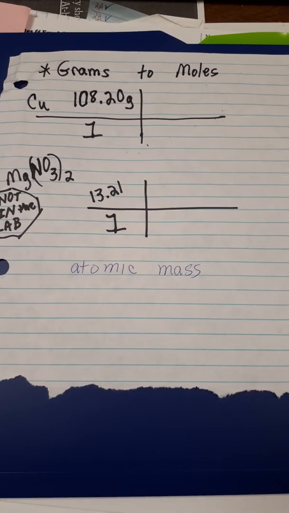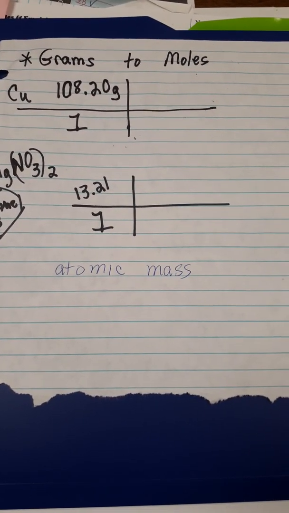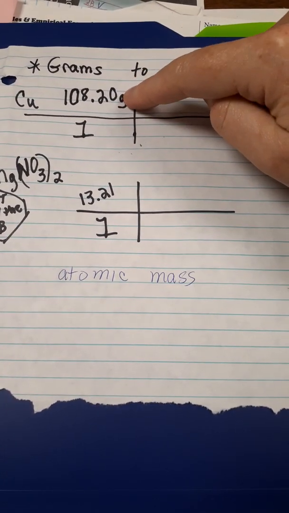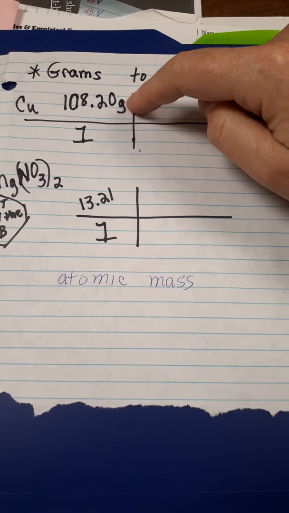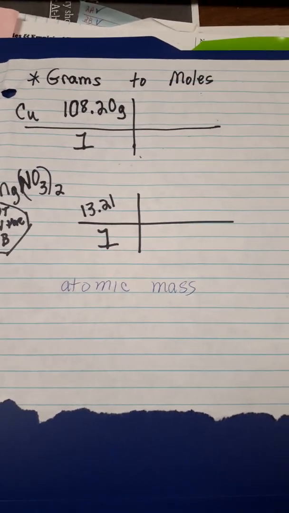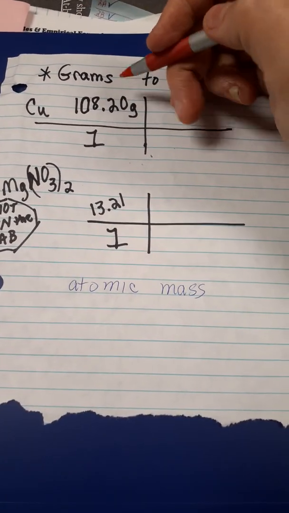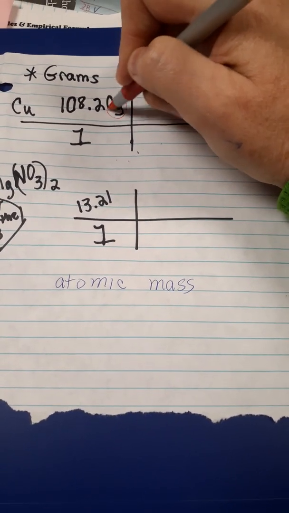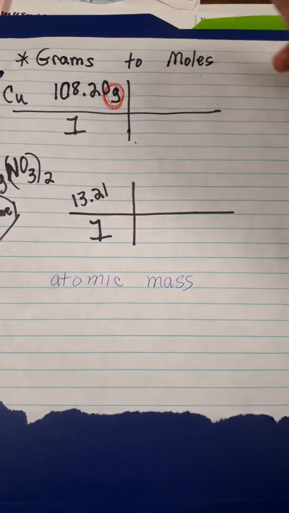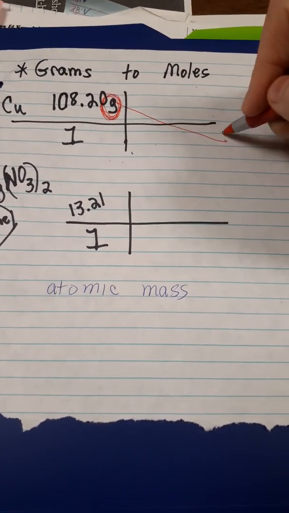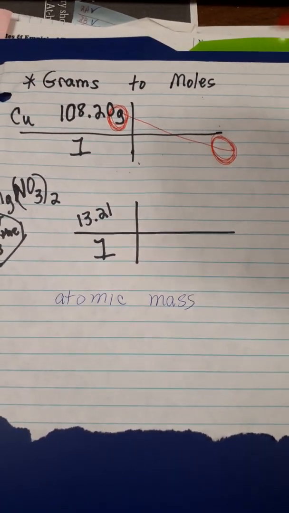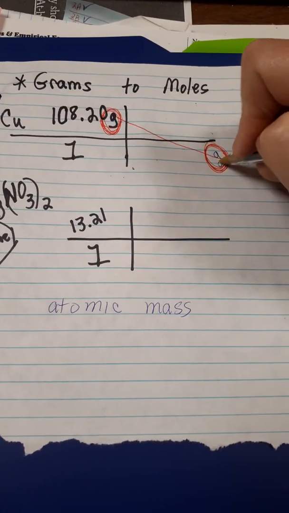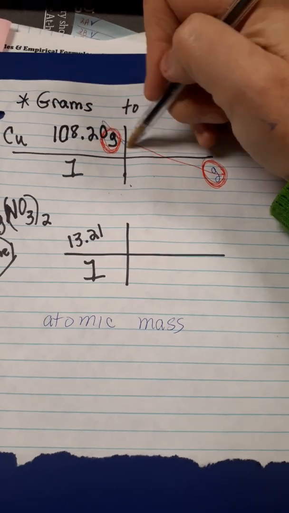For the lab, you must be able to convert grams to moles. I have already placed the sample mass of copper on this chart. We measured 108.20 grams in the sample using the scale. I do not want grams in my answer, and so we copy it to the bottom of the next column. Grams gets copied to the bottom. That will make it cancel out.